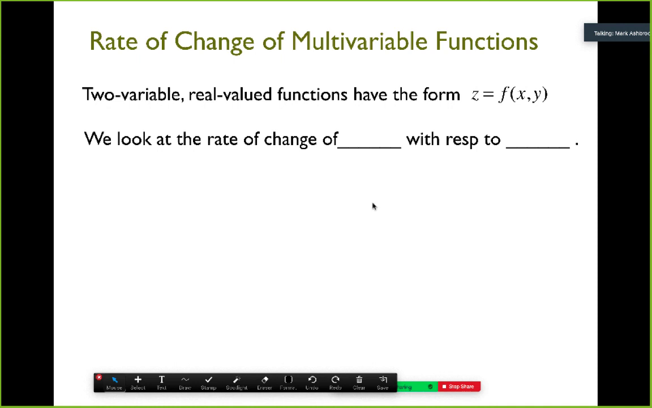But now we have two independent variables, okay? So to keep things as simple as we can to start, we're going to take the rate of change of z with respect to x or to y. So we're going to split it apart. We're not going to mix these together. We're going to look at them separately. We're going to look at the rate of change of z with respect to x, and then separately, we're going to look at the rate of change of z with respect to y.